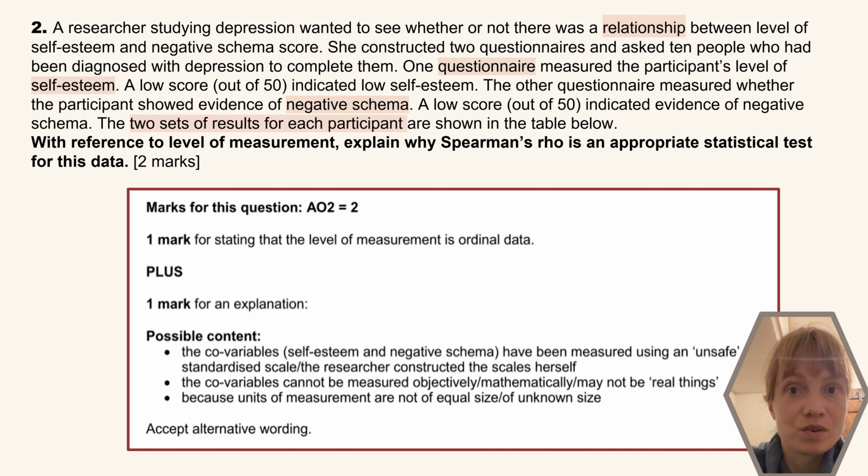This question tests your ability to justify the use of a correlational test based on level of measurement. The study measures self-esteem and negative schema, both using questionnaires that produce ordinal data. Therefore, the correct choice of test would be Spearman's rho.